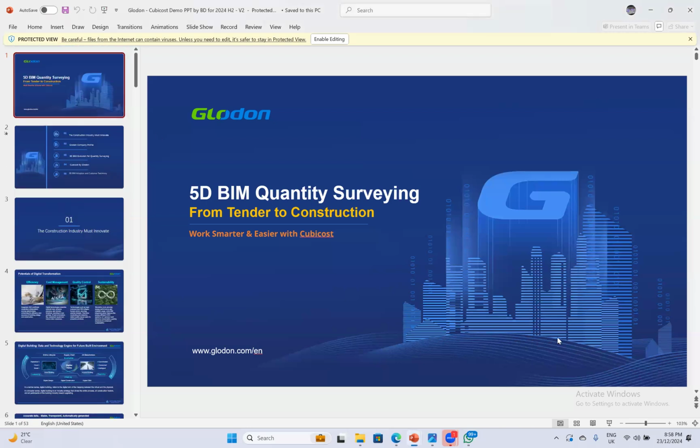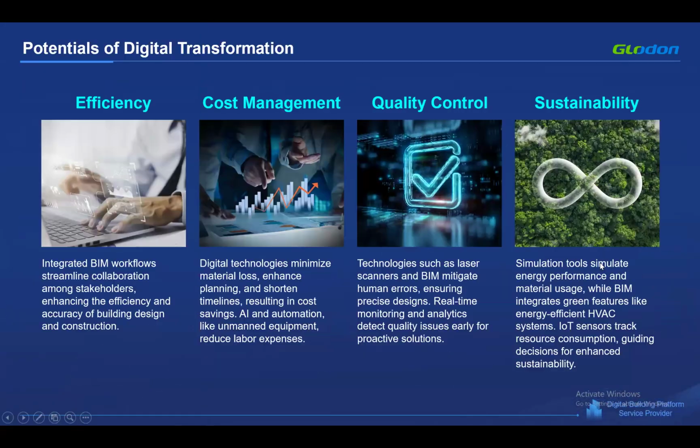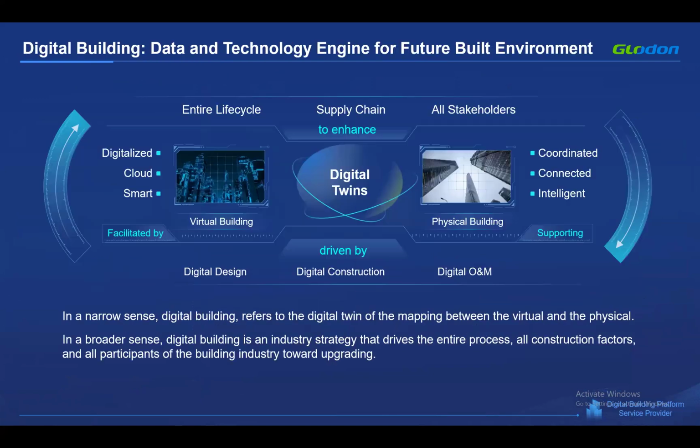I will explain a little bit about the Global company. You can see this is our company. We care about efficiency, cost management, quality control, and sustainability. I will explain a little bit about the digital twin. We have virtual building and physical building. In virtual building, we do all the things virtually. We create 3D models in virtual platforms. We do cost management, we do collaboration in these virtual platforms, and we get important decisions regarding physical buildings in these virtual platforms. We feed information to the physical building through this virtual analysis.